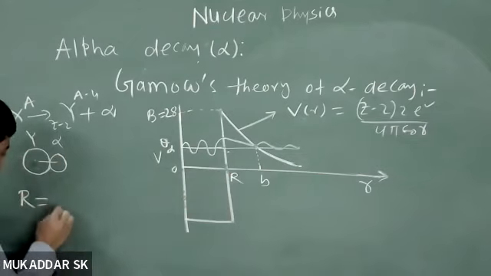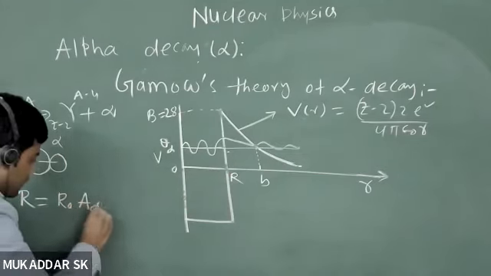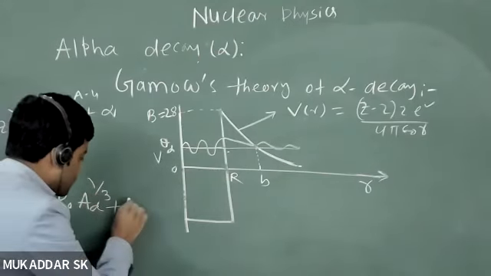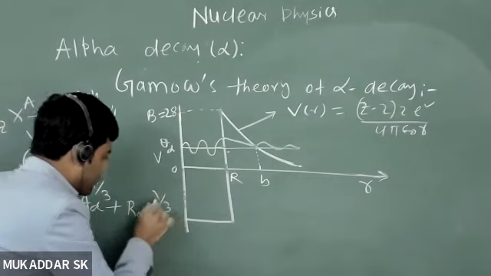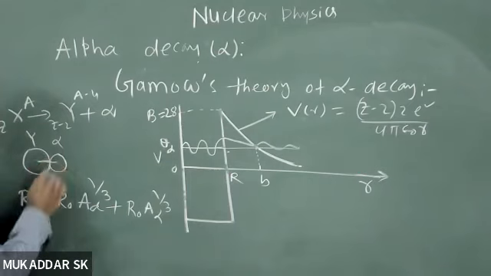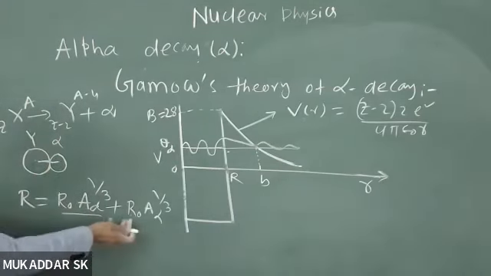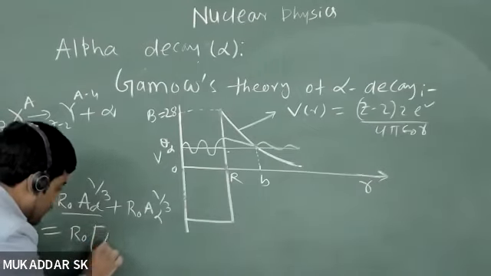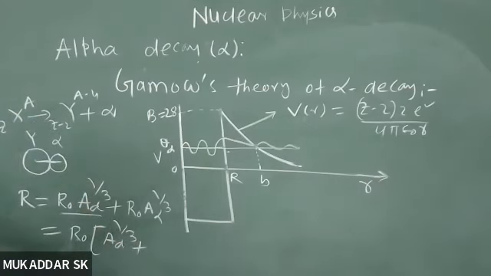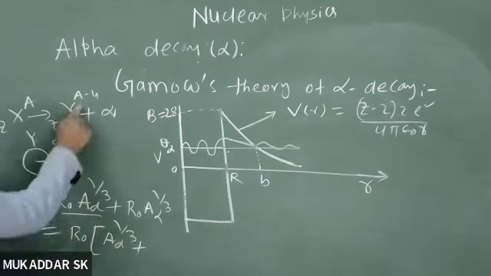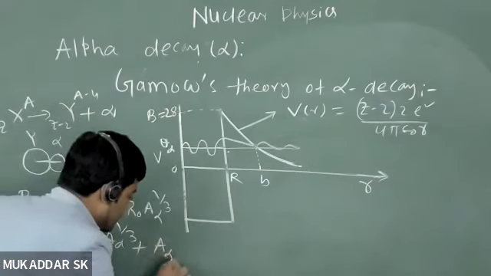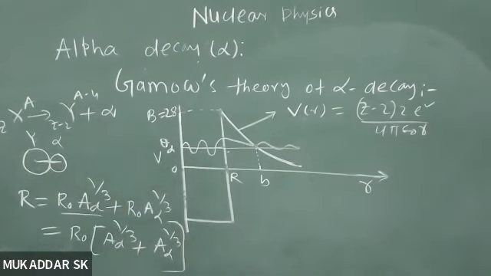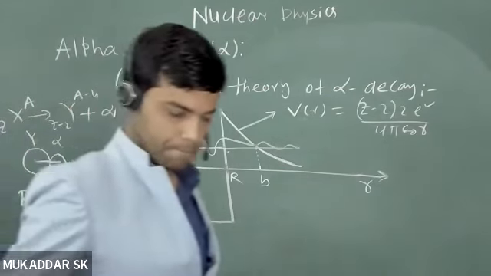So can I write that R will be nothing but R naught times the mass number of daughter to the power 1 by 3, plus R naught times the mass number of the alpha particle to the power 1 by 3? Because this is the radius of the daughter nucleus, and radius I can represent in terms of mass number, plus the radius of the alpha particle, and I can write that because they are just in touch. So that is your R: R naught A_D to the power 1 by 3, where A_D is the mass number of the daughter, A minus 4, plus A alpha. What is A alpha? It is 4.